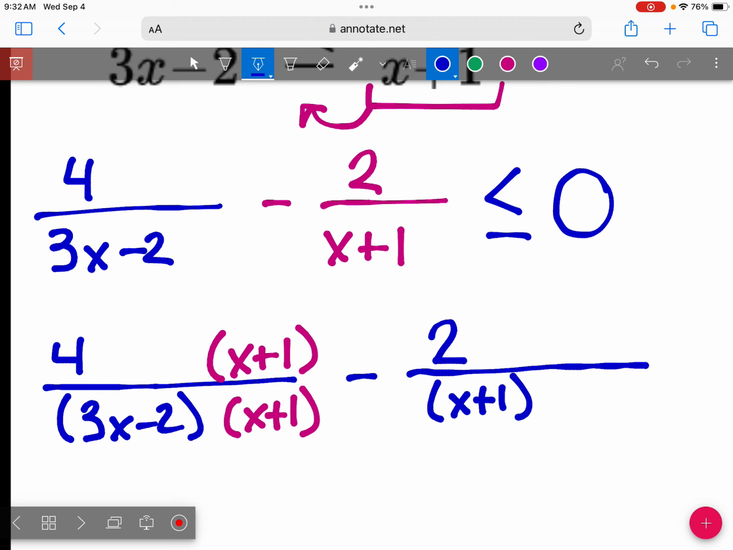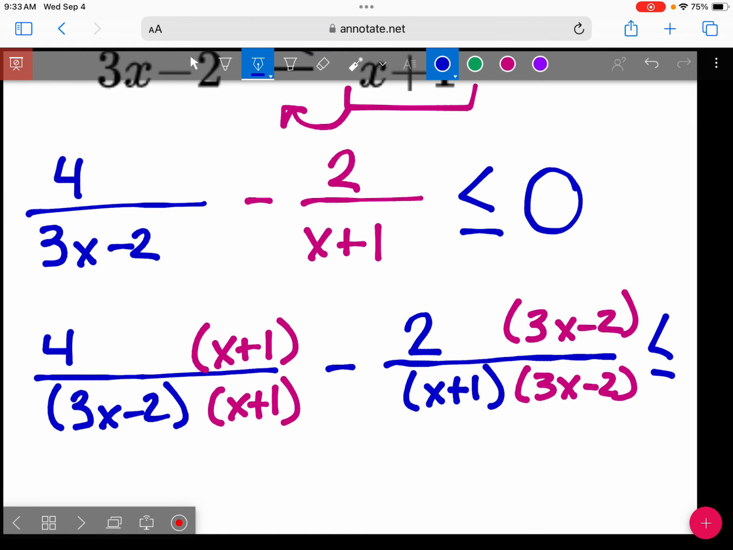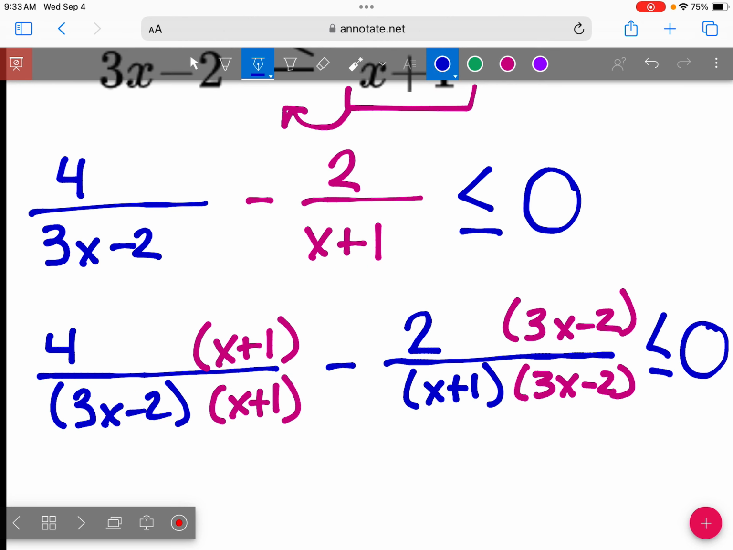What do I need to multiply this fraction by to get a common denominator? 3x minus 2 over 3x minus 2. And we're still less than or equal to 0. Because I want it to stay equal to 0, which is why we're not multiplying to both sides of the equation. Otherwise, I'd wind up having to move things back over.